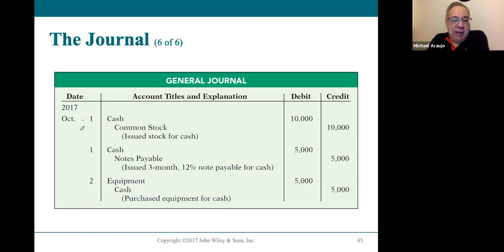You'll see everything listed in chronological order, and then each transaction is grouped together by date. So these two accounts were affected by this transaction. These two accounts were affected by this transaction. They're always going to be paired up like this next to the date. And then, of course, the debit column and the credit column.